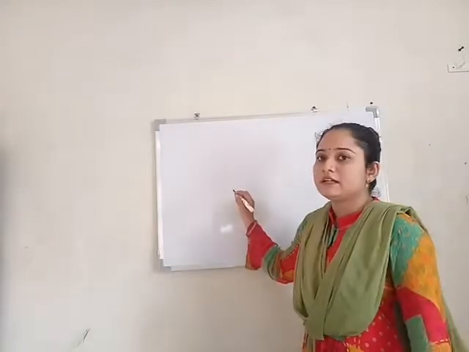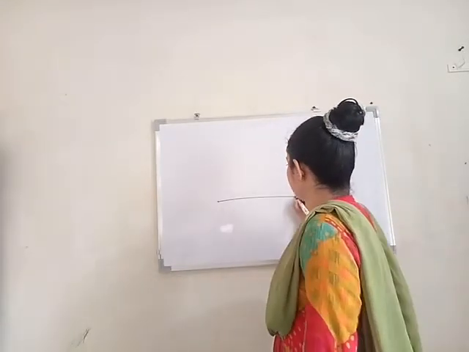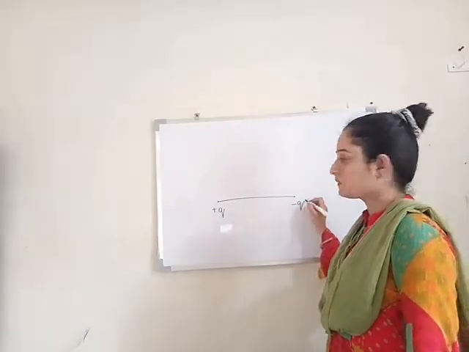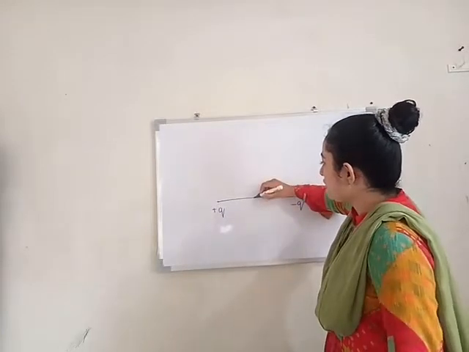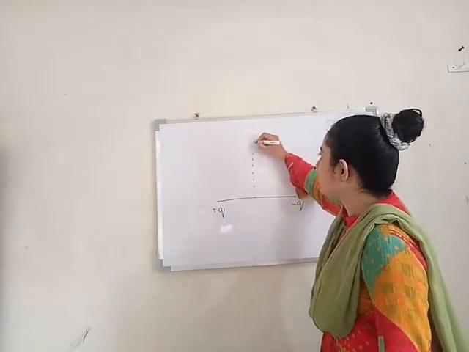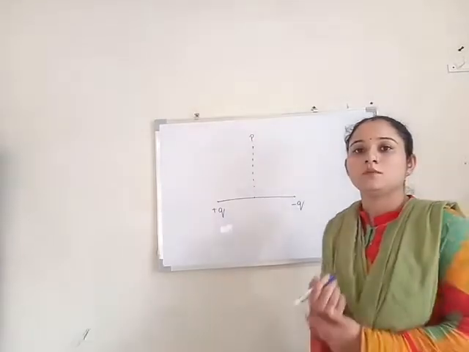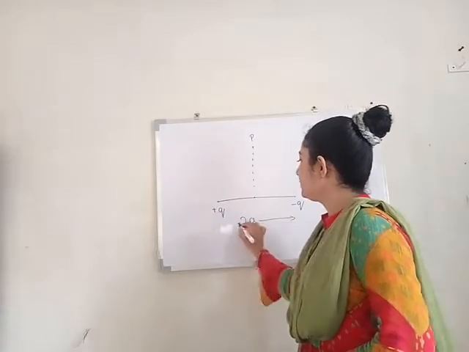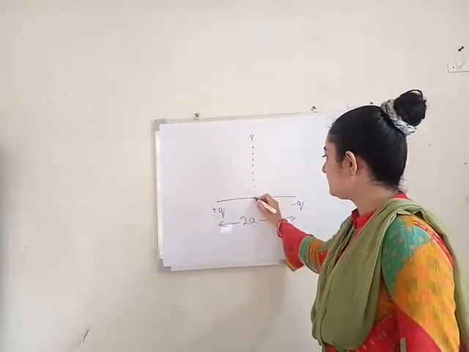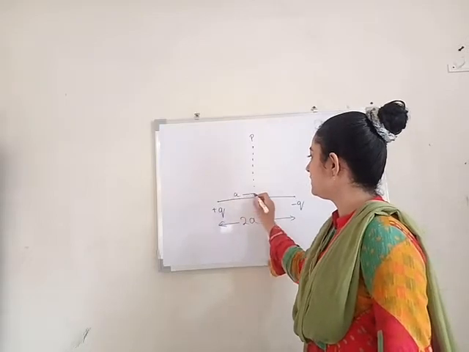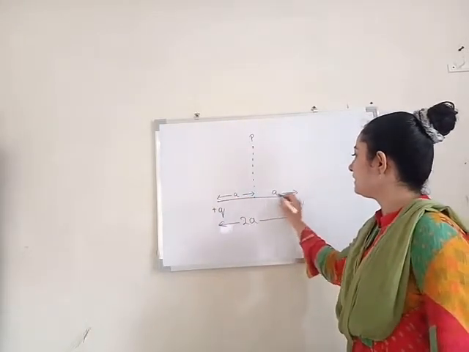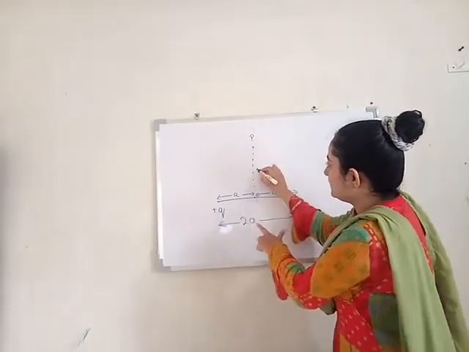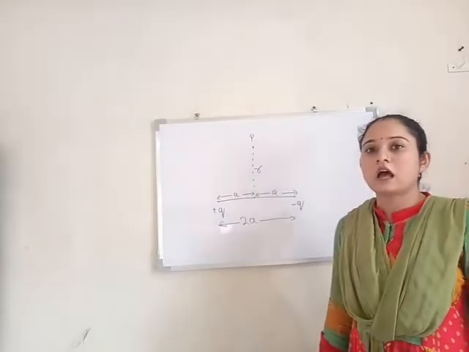So consider a dipole, plus q and minus q. This is its center. From the center we will take a point P. The length of the dipole is 2a, so from the center, on both sides, there will be the distance a and a. The distance of point P from the center is r.